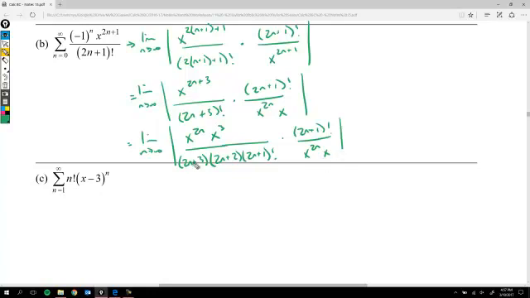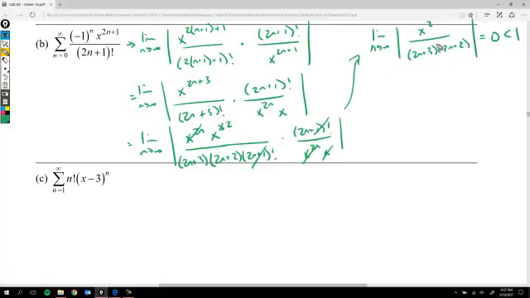Factorials are really easy to deal with. All you have to do is keep subtracting that constant. Now things cancel. So x to the 2n cancels with that, and x cancels with x cubed to become x squared. After all that work, I'm finally left with the limit as n approaches infinity of x squared over 2n plus 3 times 2n plus 2. This limit equals 0, and remember, 0 is less than 1, so that means that this converged.